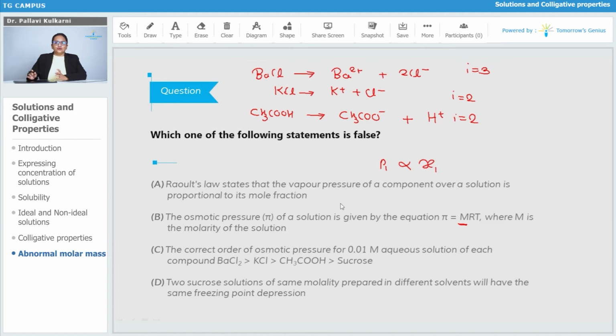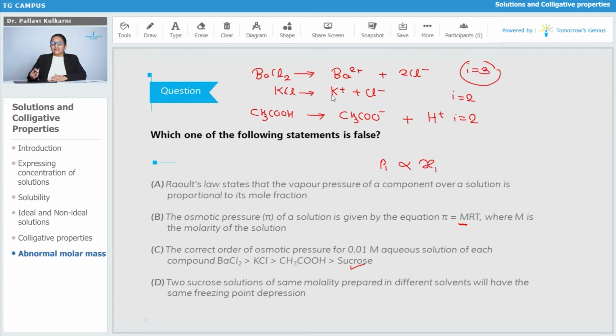Whereas in case of sucrose, C12H22O11, it will not undergo ionization. So Van't Hoff factor for sucrose will be equal to 1. So it is last. Its osmotic pressure will be least. BaCl2 will have the highest osmotic pressure here because its Van't Hoff factor i is 3.